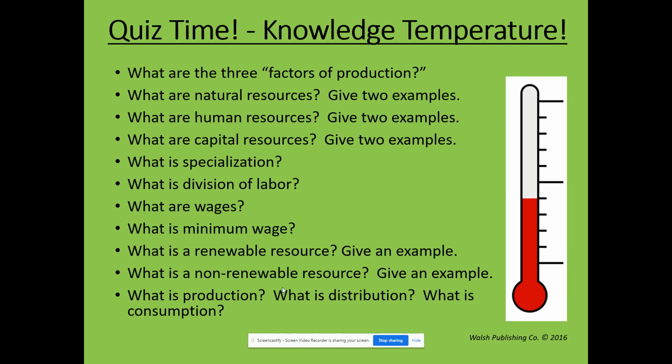Now, here are the things you're going to need to know for your quiz. What are the 3 factors of production? What are natural resources, and give 2 examples? What are human resources, and give 2 examples? Capital resources, and give 2 examples. Specialization, division of labor. What are wages, minimum wage, renewable resources, and give an example, non-renewable resources, and give an example? What is production, what is distribution, and what is consumption?